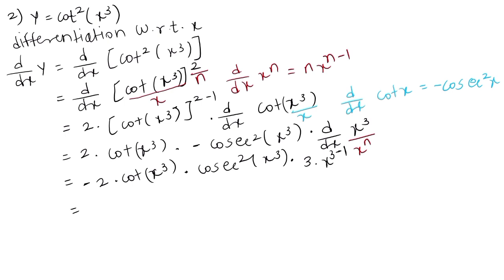Final answer will be, we will multiply constant, 2 into 3 is 6, so it is minus 6. Here x raised to 3 minus 1 is x square, so minus 6 x square cot x cube cosec square x cube.